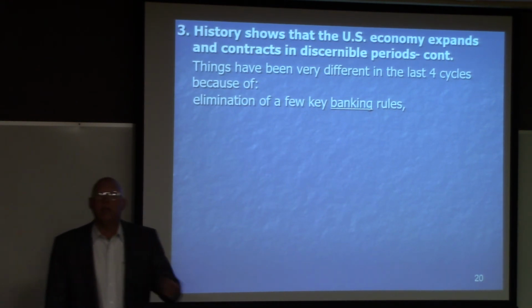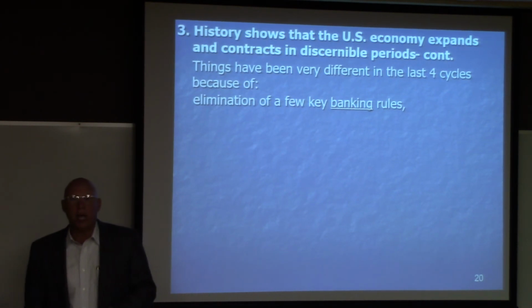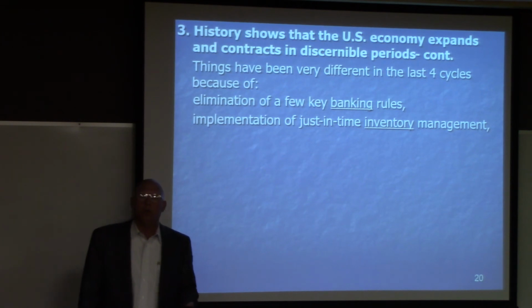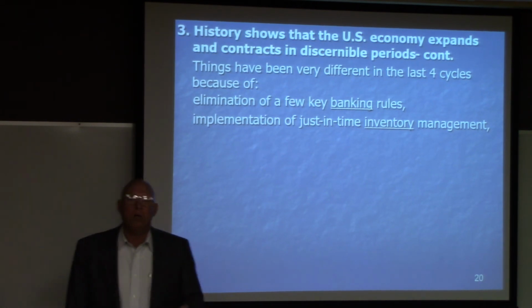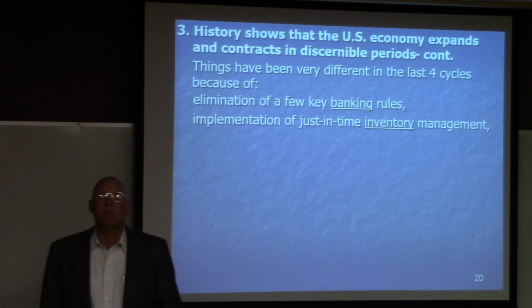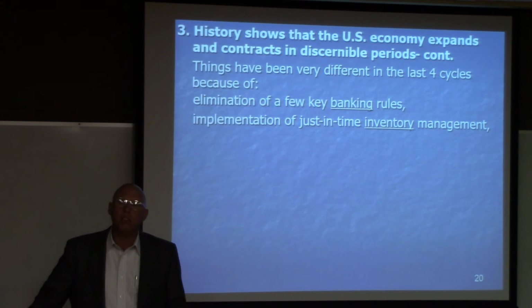The elimination of a few key banking rules in the early 80s freed up the economy. We changed the rules of the game. Two, the implementation of just-in-time inventory management. Before we had computers, we did not know what demand was looking like, so businesses tended to overstock or understock, and this caused big swings in the economy. Now we have systems that tell us in real time what demand and supply look like, so we don't have big inventory swings anymore.